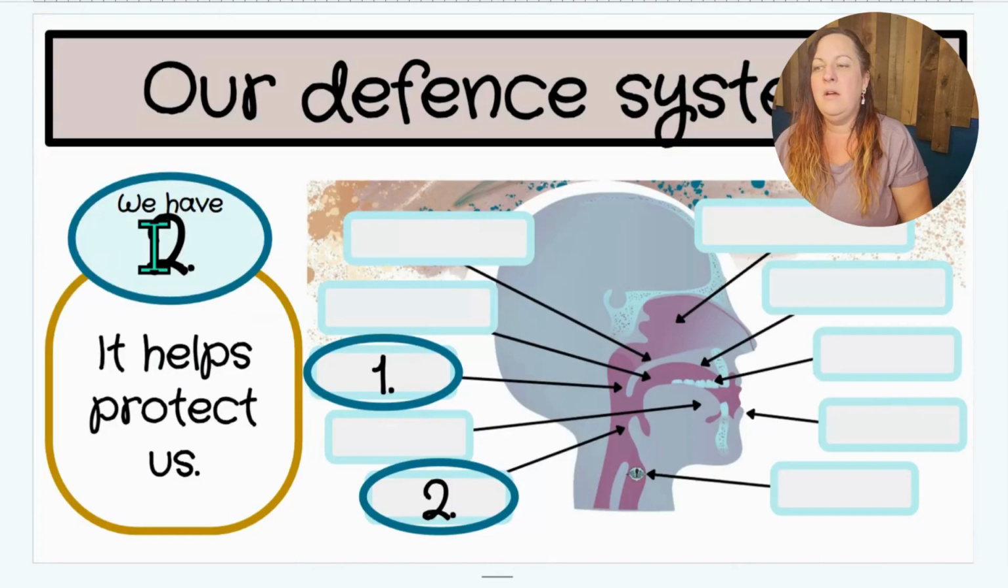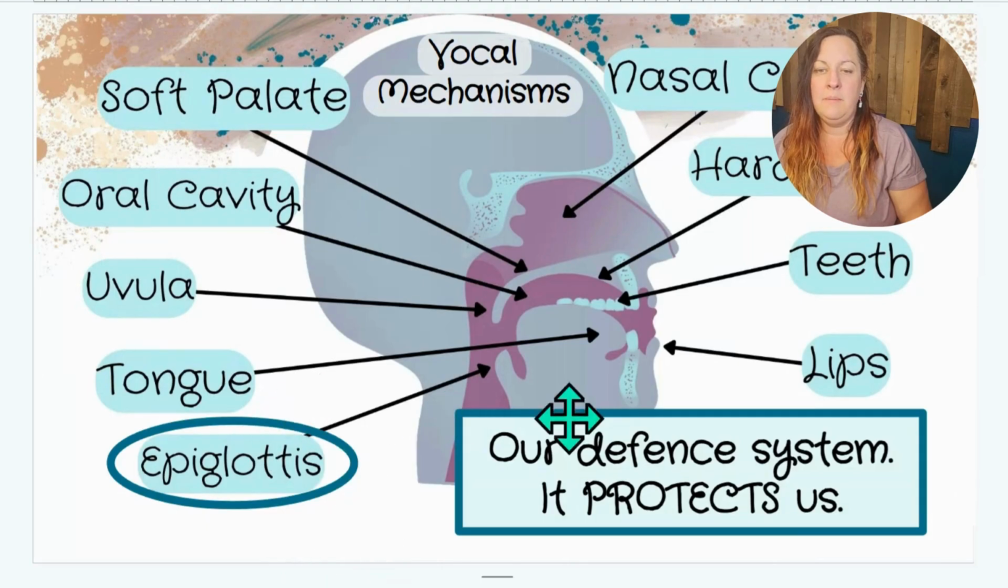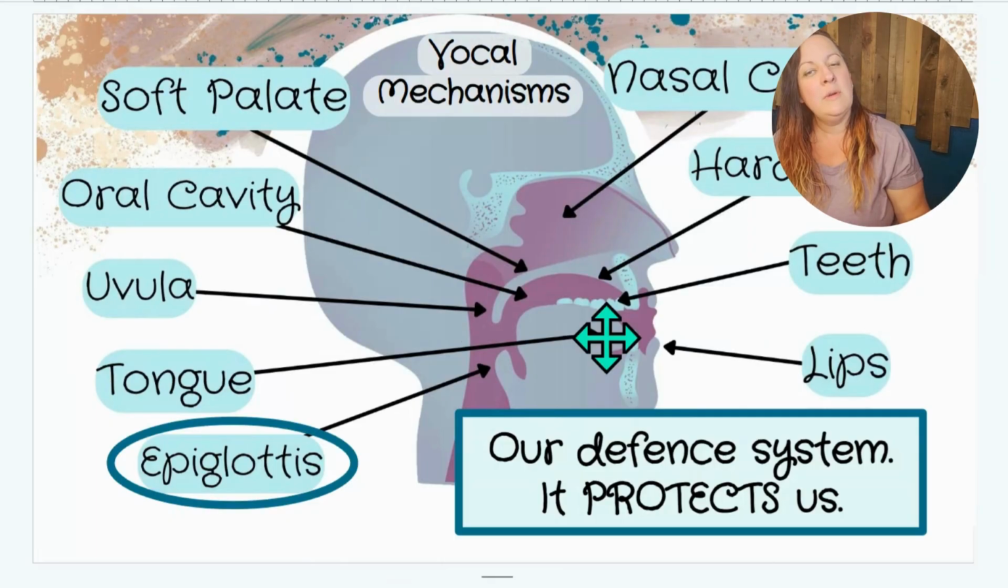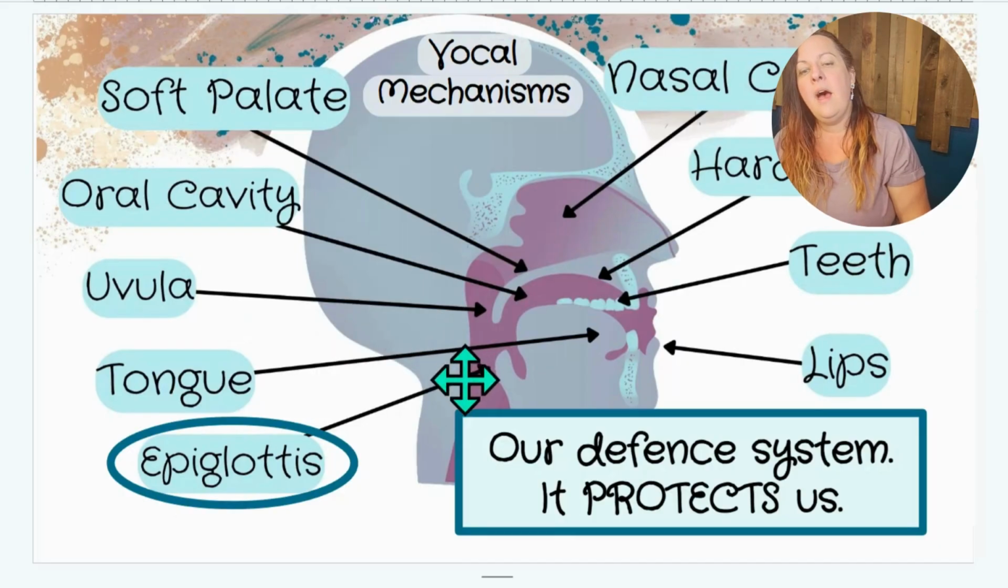And then we talk about our defense mechanisms, our defense system. So it helps protect us. We go over the uvula and we go over the epiglottis. And the uvula, I don't go too much into it. They already usually know quite a bit. I ask how much they know about it, and they usually know a significant amount and enough for me. But the epiglottis, a lot of times they do not know what that is.